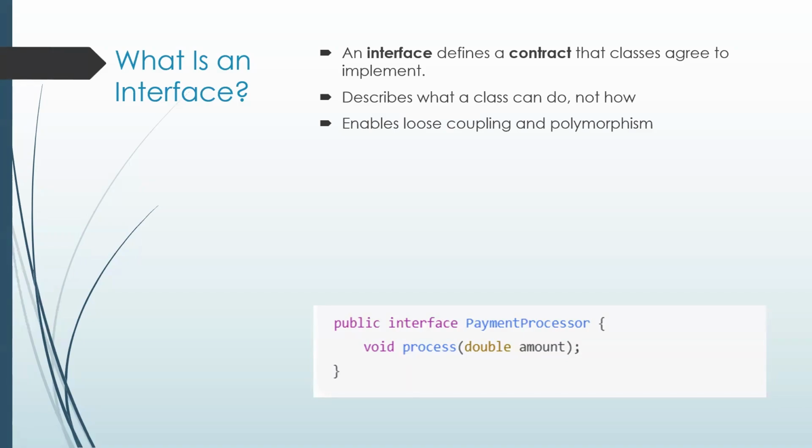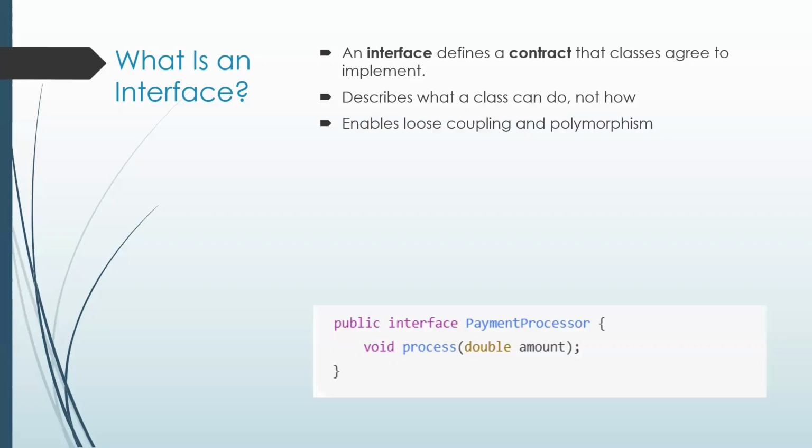Essentially, it means that interfaces provide methods that classes must implement. We'll go into this more in a minute. It describes what a class can do, but not how. That's abstraction. You're not worried about the implementation details. You just want to know what the method does. And it enables loose coupling and polymorphism.